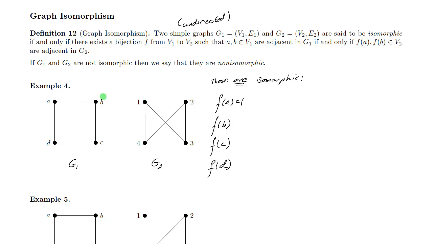And then B, I can't map B to 2 because A and B are adjacent in G1, but vertices 1 and 2 are not adjacent in G2. So I need to map B either to 3, that's adjacent to 1, or I could map it to 4, but I need to map B to something that's adjacent to 1, so either 3 or 4. I'll go ahead and use 3.